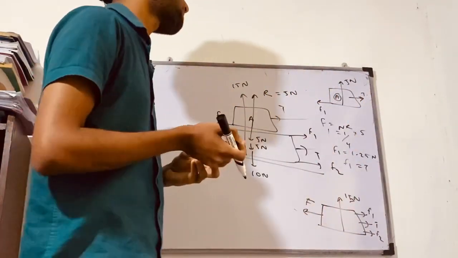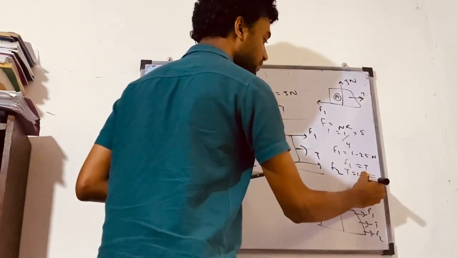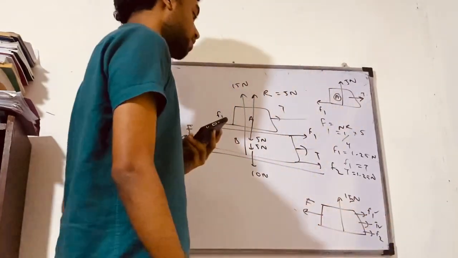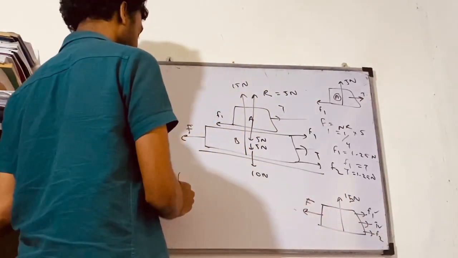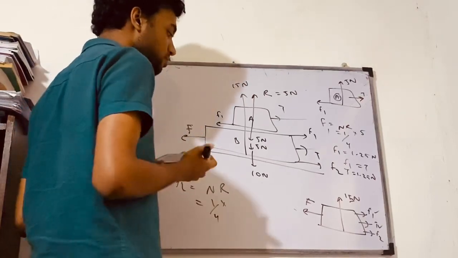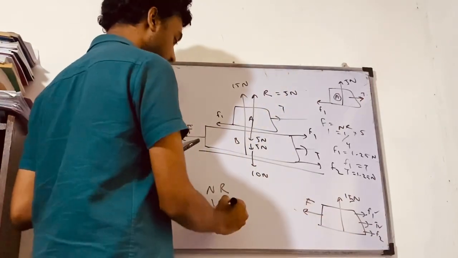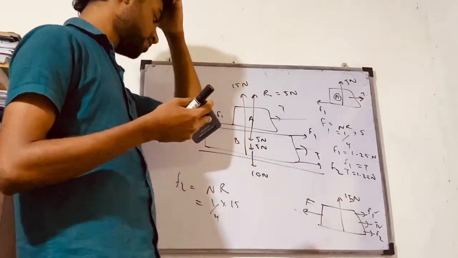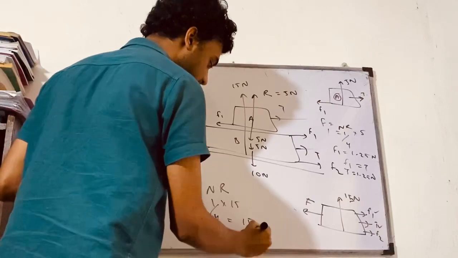I hope you understood that. Then tension is also equal to 1.25 newtons. So I found F1, I found T. Now I find F2. That's my goal. It's very easy. How can I find F2? Again, mu R. What's mu? 0.25. What's the total reaction on B? 15. Then 15 divided by 4.